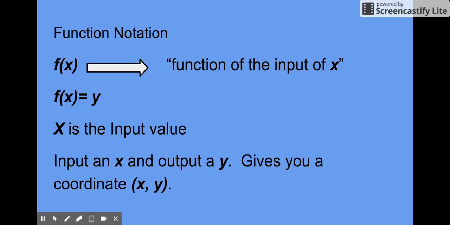All right, so when you input an x, you output a y. And it's going to give you a coordinate, an xy coordinate. And where do we use those coordinates? Well, we use those to plot graphs. So that's how this function thing works. You input an x, you output a y, and it gives you a coordinate that you can actually plot on a graph.